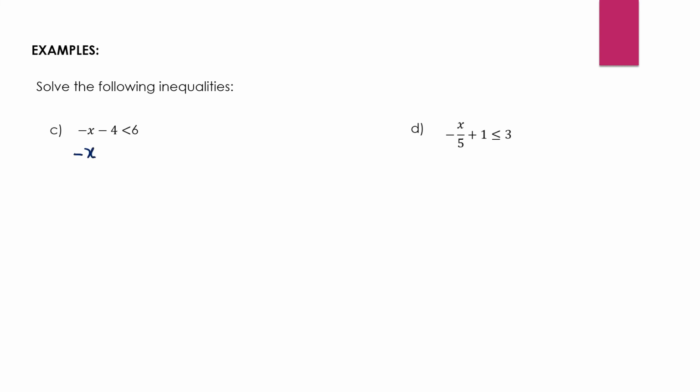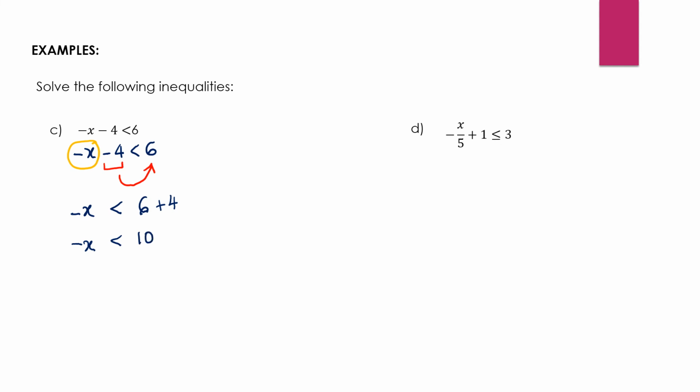-x minus 4 less than 6. I'm interested in x, so I'll keep this. The friends here are -4, which I'll bring to the right-hand side. So now I have -x less than 6. -4 will now become +4. So -x less than 10.